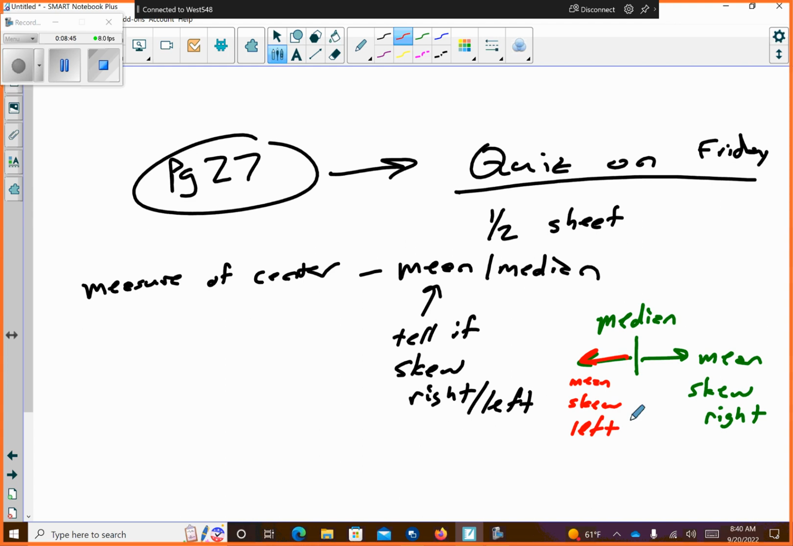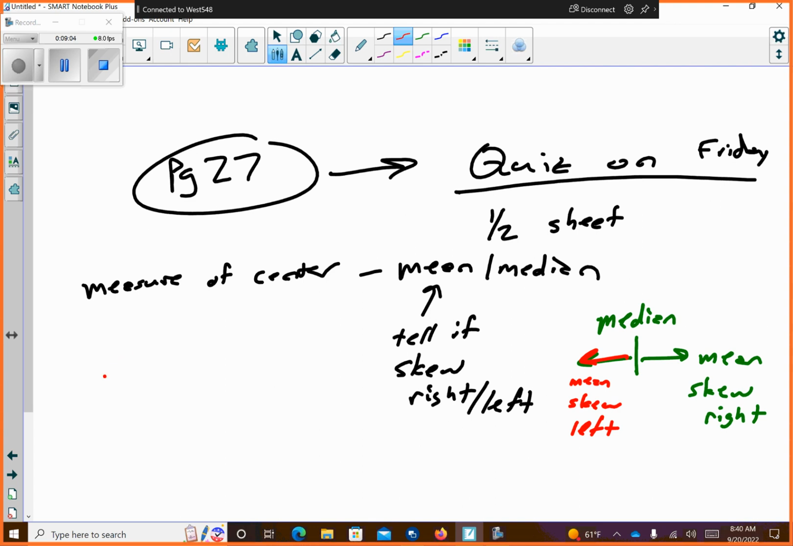Okay? If they're both the same, it's very possible you are talking about a normal distribution. There's some symmetry about it. So that's basically talking about that. Are there any questions about mean, median? Are we okay with the median?